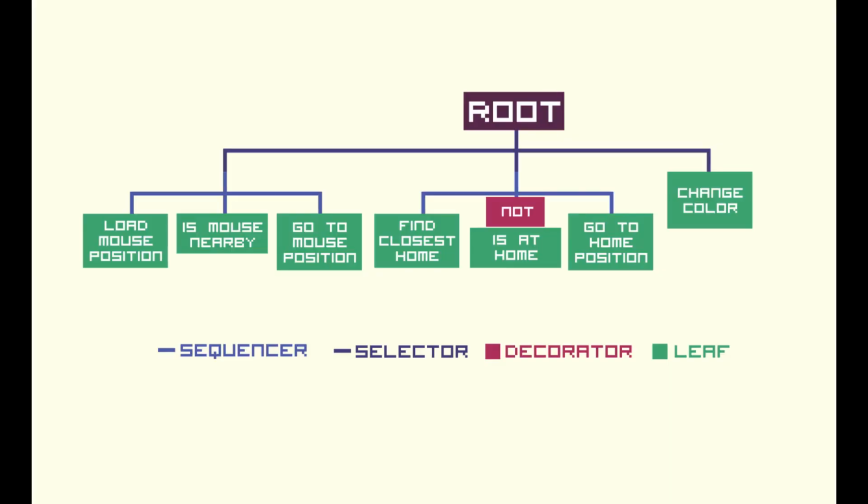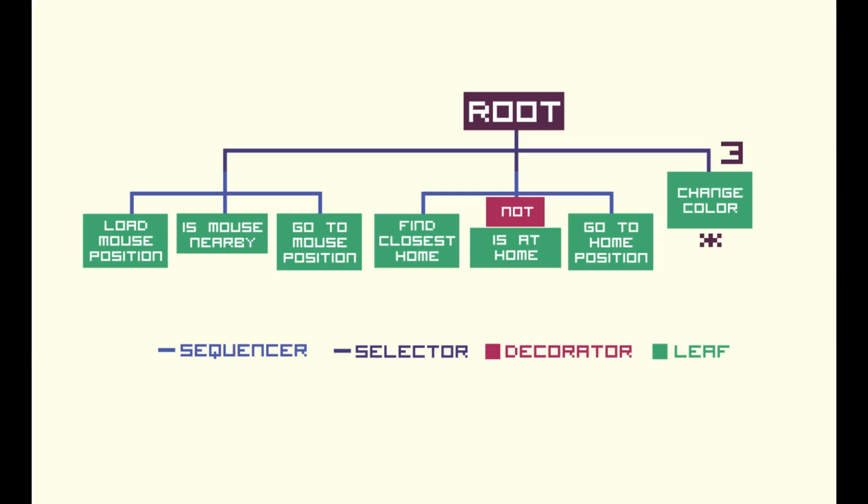So this is how our behavior tree looks. In the first sequencer, it tries to follow the mouse. It loads the mouse position, checks if the mouse is nearby, and then goes to mouse position. In case this one fails, it tries the second sequencer, where it finds the closest home, checks if the item is already home, and in case it's not, it goes to home position. So if this one also fails, it tries the third option, that's just changing the color.